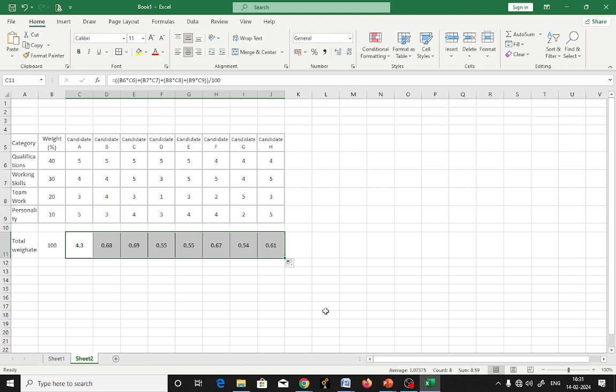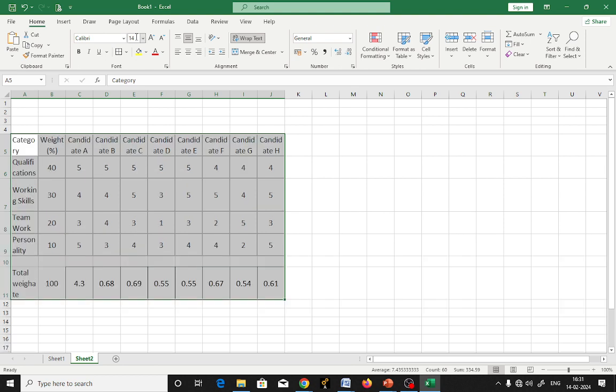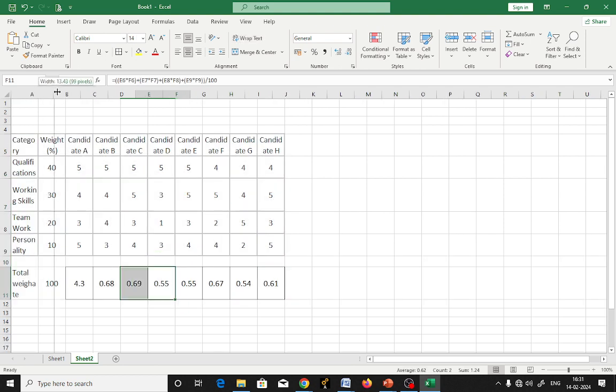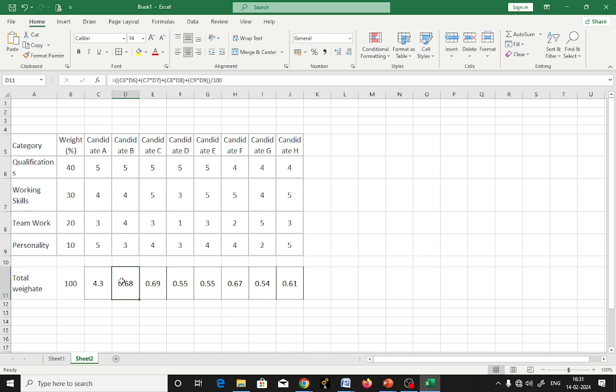Now if you drag the formula, you just observe here. You got a wrong answer, because as you are dragging the formula, it is going to copy the alternate column values. Let us observe here. If I click over here, how much is the value? It is 0.68, but actually it is wrong. If you just click over here, you observe it has multiplied candidate A value and candidate B value. Actually it has to multiply candidate B with the weightage.